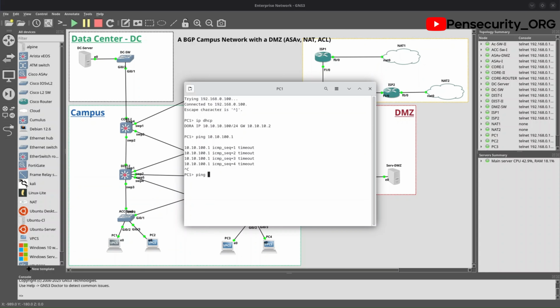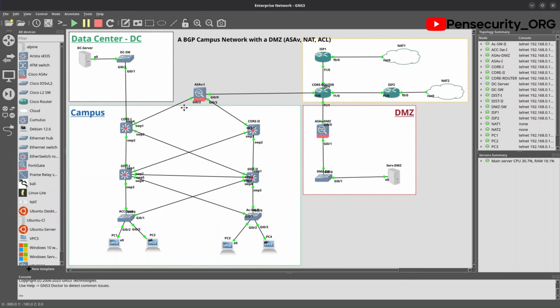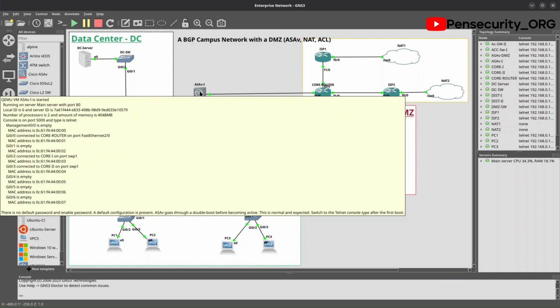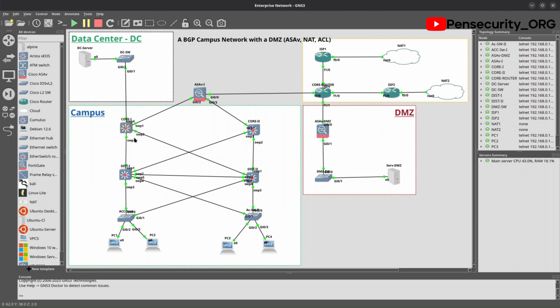Sorry, ping 8.8.8.8. Yes, we can have access to the internet. This is the access control list. So you can't ping the gateway, but you can have access to the internet. The reason for the security in this topology is because of this firewall. So this firewall houses all the IP addressing.